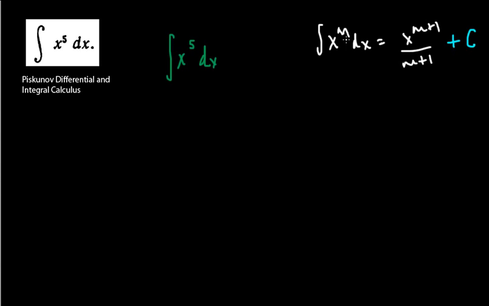Right. So here we can see that m is nothing but 5, right? You can see that by comparison. So the answer to this integral becomes, according to this formula, x to the 6th over 6 plus constant.